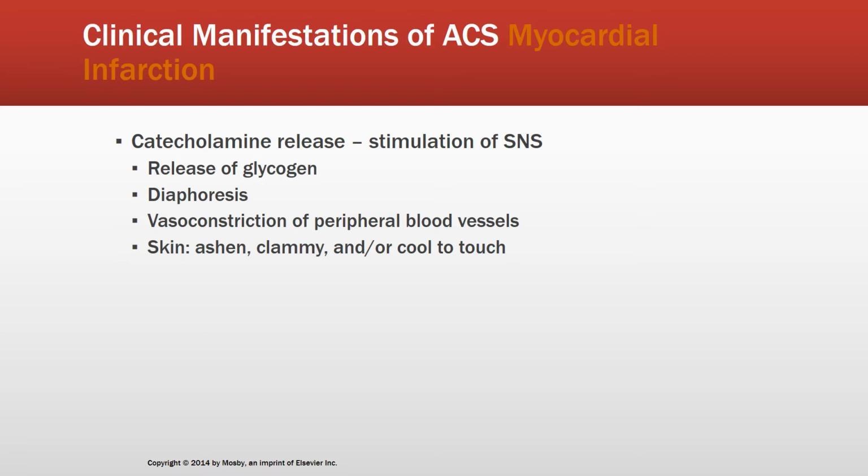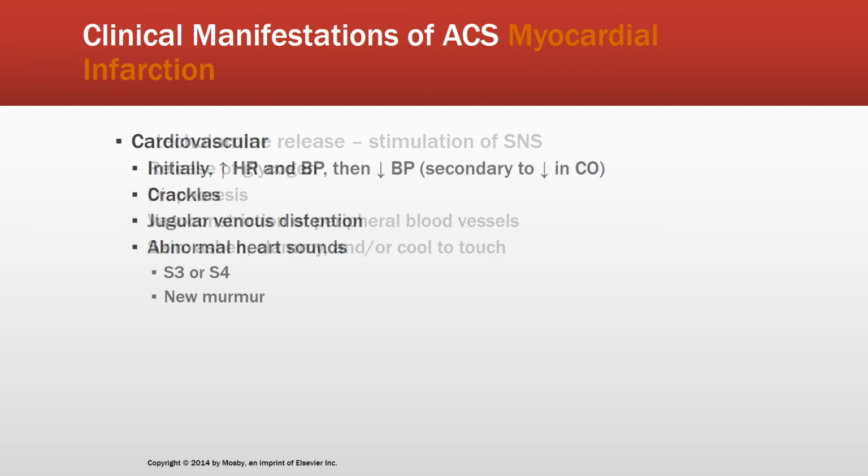So when this norepi and epi are released, it also results in the release of glycogen. And that's why, due to the glycogen, people become diaphoretic with vasoconstriction. On physical exam, the skin will be very ashy and clammy. And due to the release of the catecholamines, initially BP and heart rate will be increased, but later it's going to drop because our body's going to experience some decreased cardiac output.